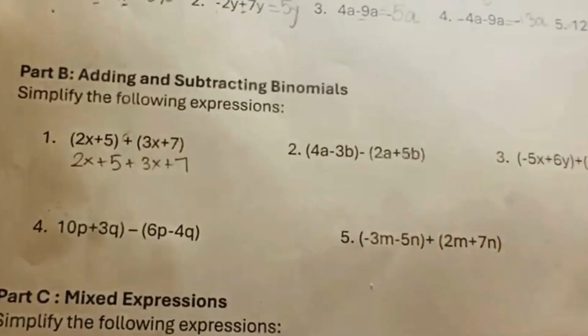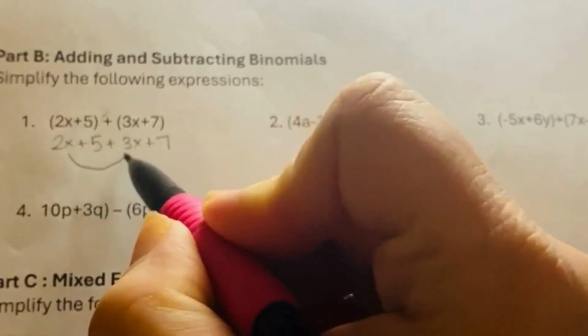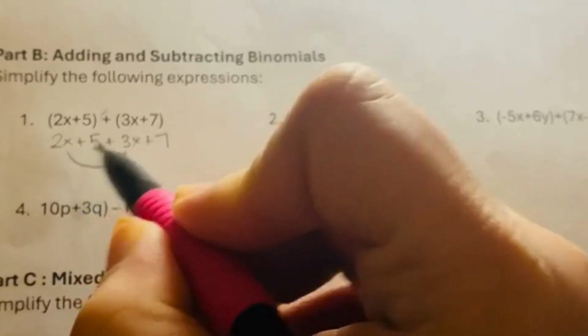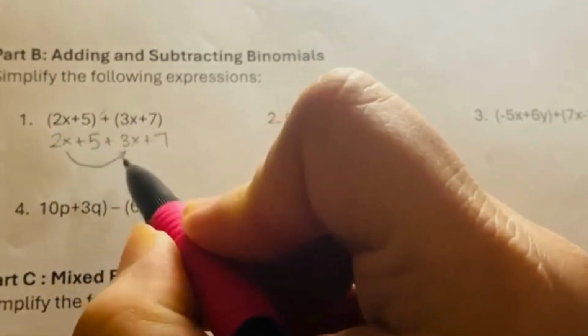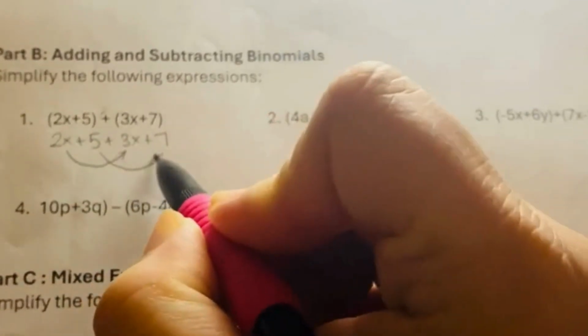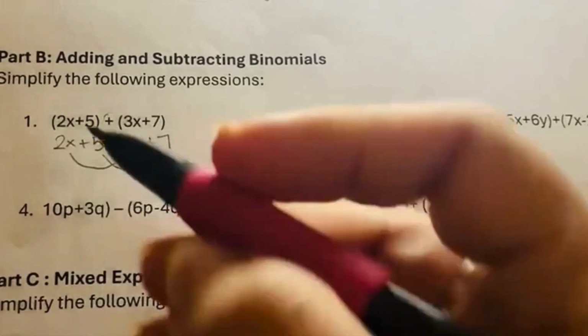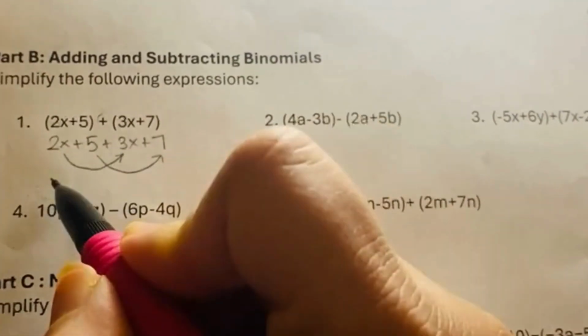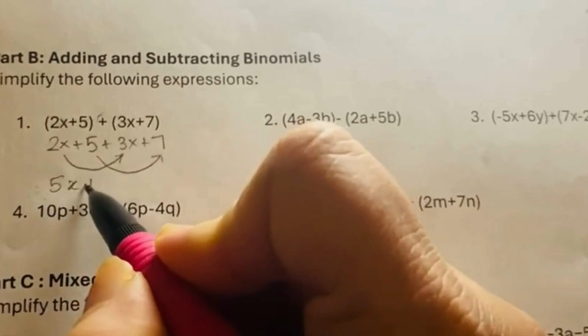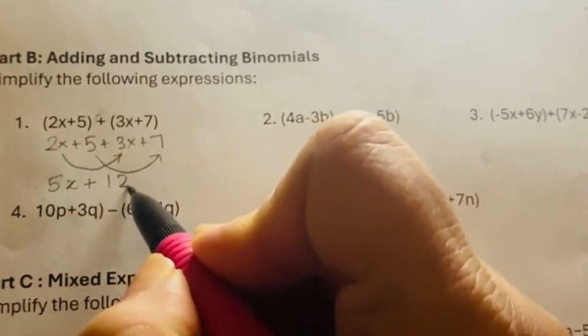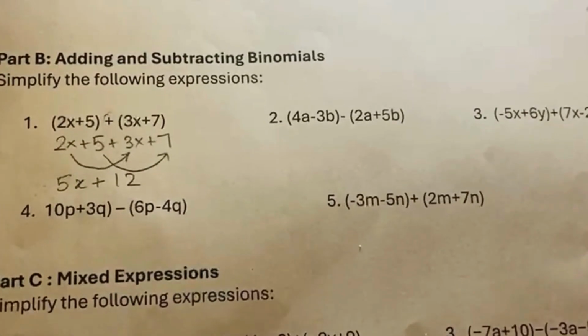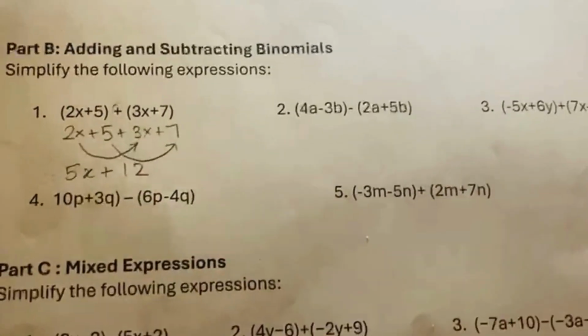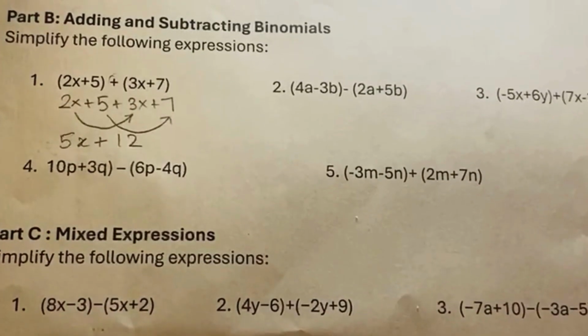So as I told you before, we can only add the like terms. So 2x can be added to 3x, and 5 and 7 are constants, so these two can be added too. So my answer will be 2x plus 3x is 5x, plus 5 plus 7 is 12. So all done. That's the answer. Don't think of doing anything else.